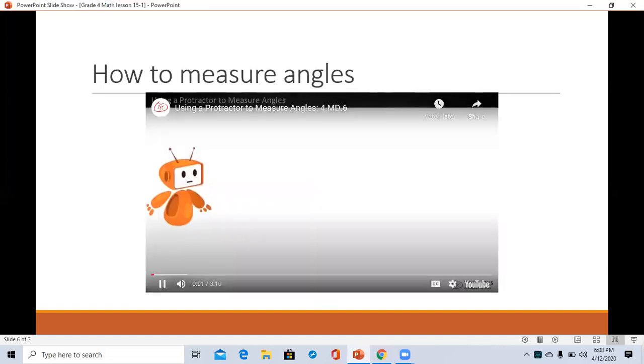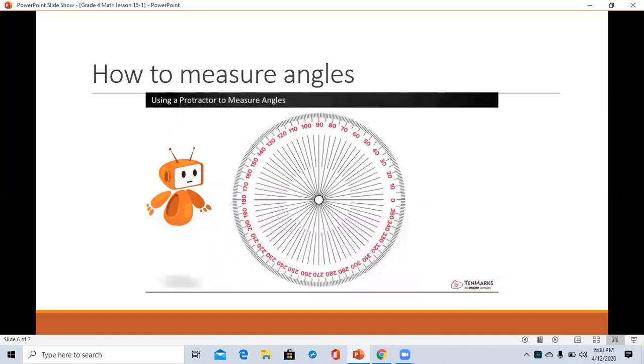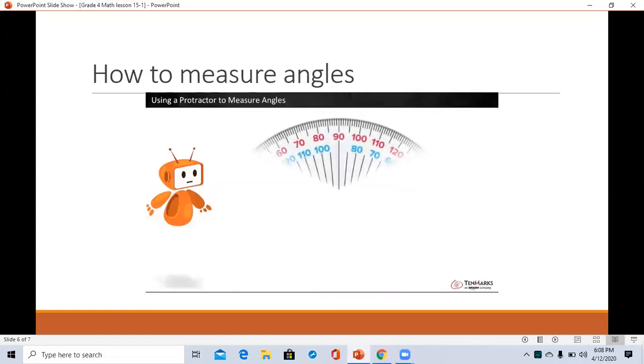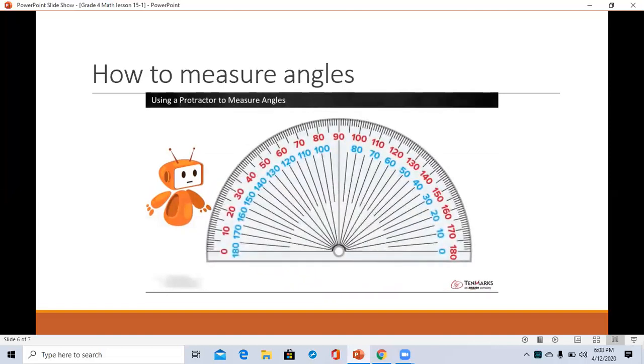You can use a protractor to measure angles. This full circle protractor is 360 degrees. A standard protractor is half a circle. There are two sets of numbers. The red counts one direction and the blue counts the other. So it is 180 degrees. There are 90 degrees in a square corner and 45 degrees in half a square corner.